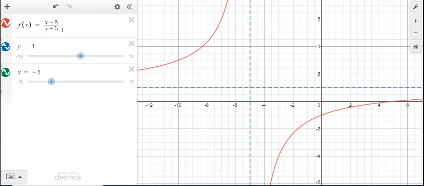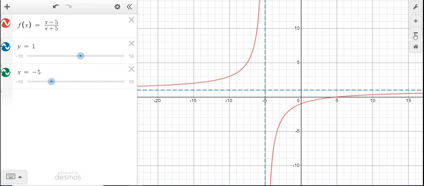So on a graph, we plotted the vertical line x equals negative 5. And we see that that is a vertical asymptote. If we zoom out a little bit, we can see that that is indeed a vertical asymptote. We also considered what happens horizontally, in other words, for a horizontal asymptote.